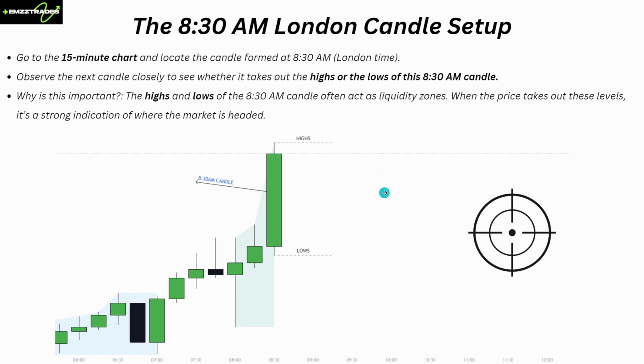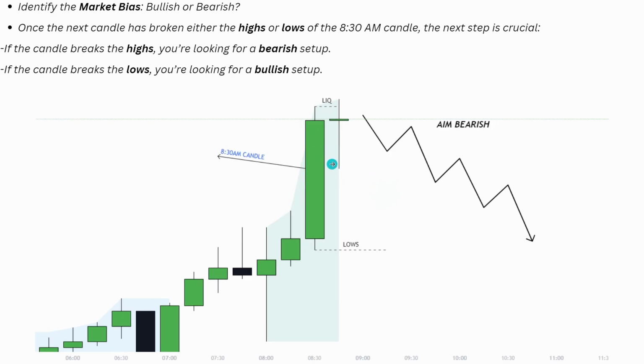Let me explain more about this. If the highs get taken out, there will be more bias towards the downside. If the lows get taken out, there will be more bias towards the upside. So we need to identify the market bias. Is it bullish or bearish? Once the next candle has broken through the highs or the lows, if the candle breaks the highs, we're looking at bearish. If the candle breaks the lows, we're looking at bullish. In this occasion, the candle actually broke the highs, which means we're aiming low.